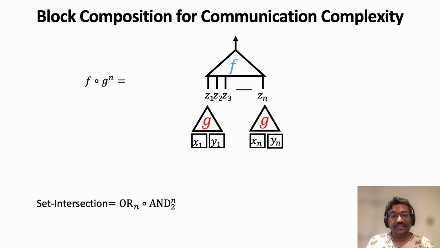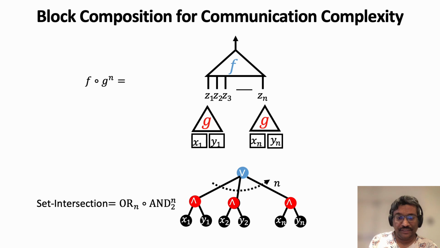For example, one of the more prominent functions used in many applications of communication complexity is the disjointness function, or its complement, the set intersection function. Here Alice and Bob are given characteristic vectors of two sets, and they want to know if their sets have an intersection. This can be naturally written as the block composition of the standard OR function on n bits with the AND function on 2 bits, in the following sense.